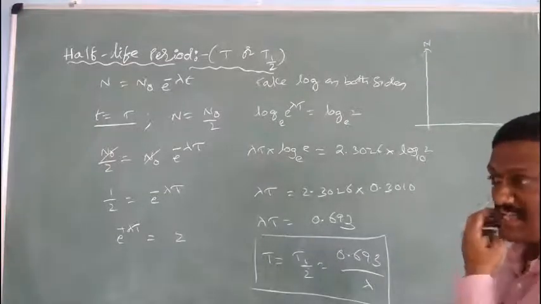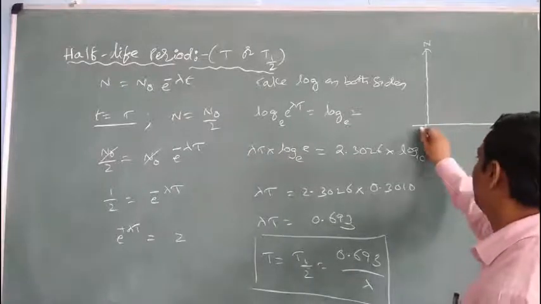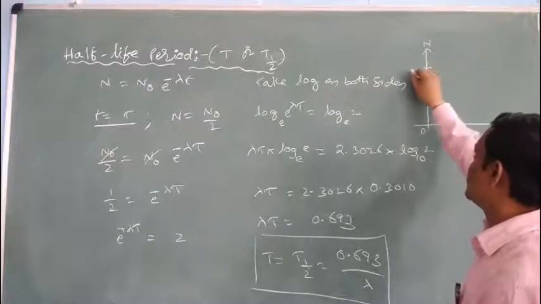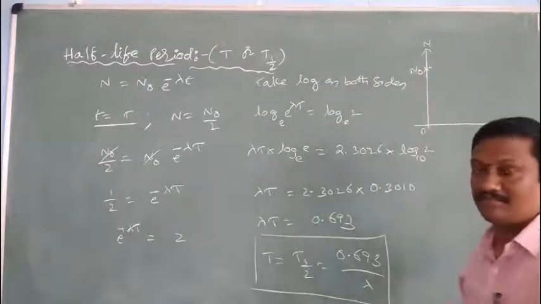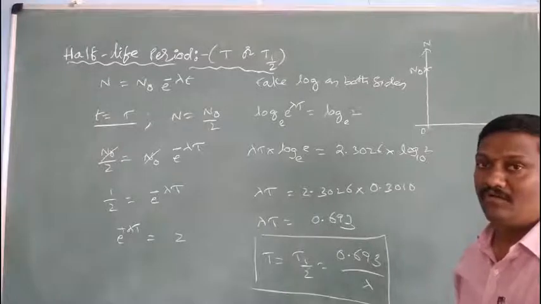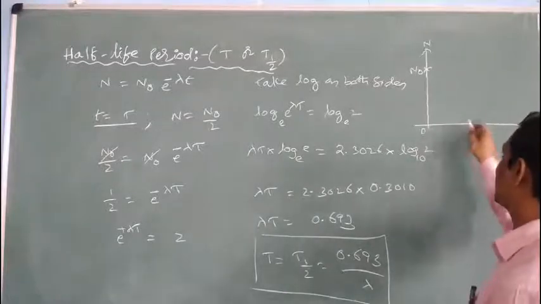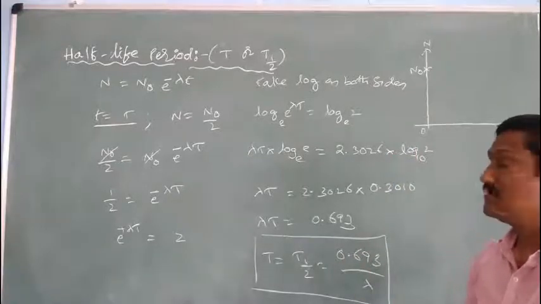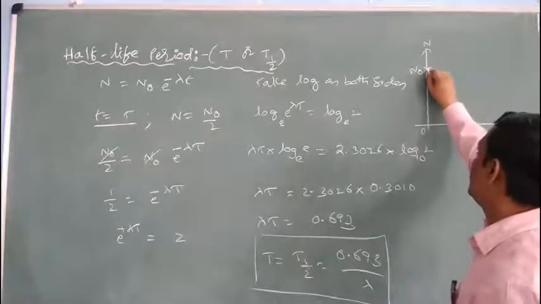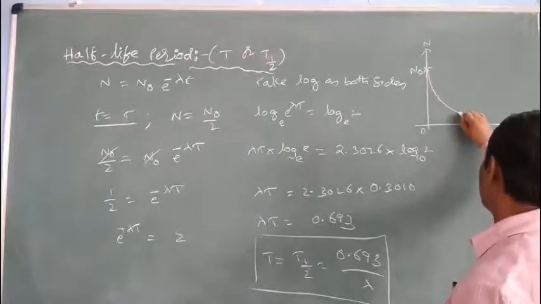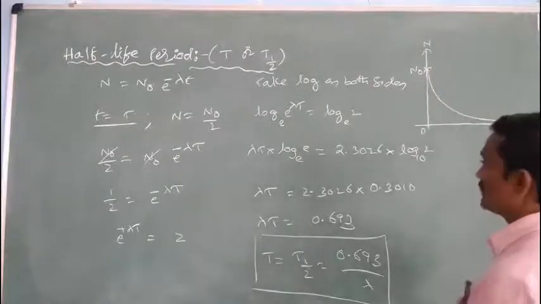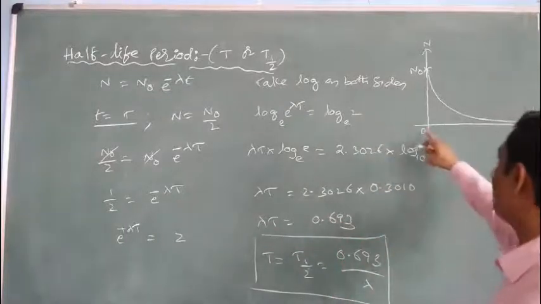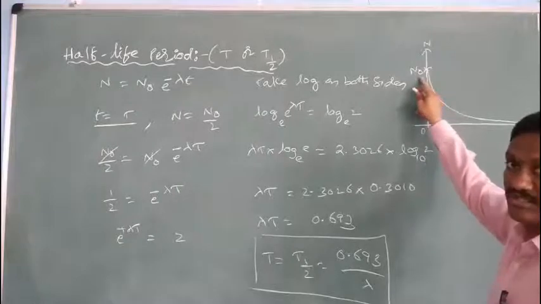Time is taken on the x-axis and number of atoms is taken on the y-axis. At starting time, the radioactive substance consists of N naught number of atoms. We know that as time increases, a radioactive substance loses more atoms. So with increasing time, the number of atoms inside the radioactive substance gradually decreases exponentially.